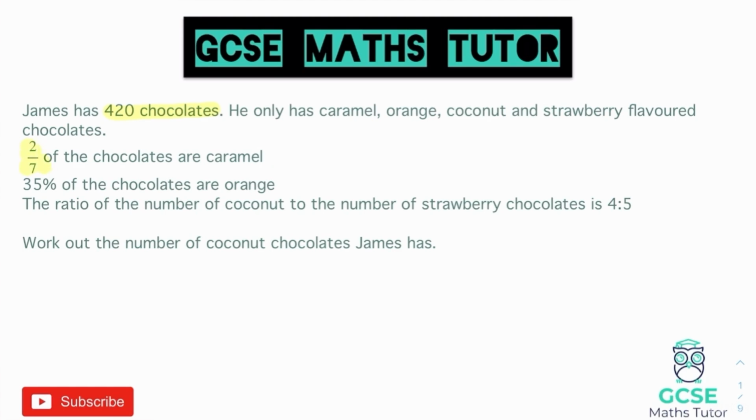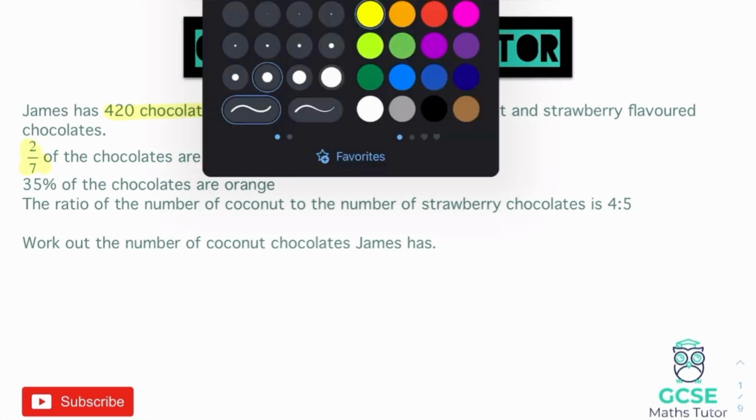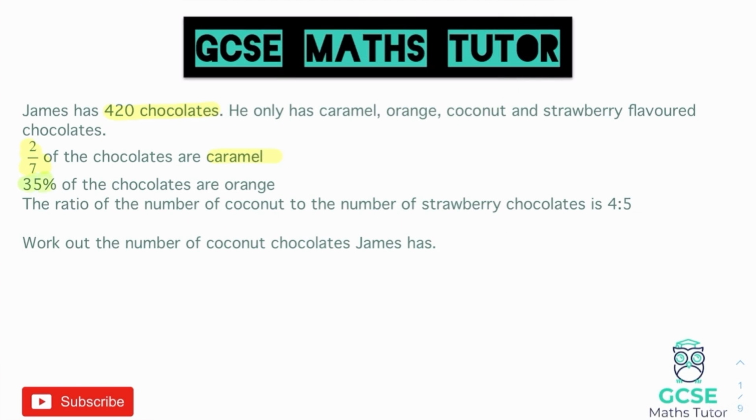We've got 2/7 that are caramel, and we've got the next bit of information there that tells us that 35% are orange, and then it goes on to tell us that coconut to strawberry is 4:5. So if we start with the first piece of information here, and that's that 2/7 are caramel. So to break this down, we'll start working out one of those pieces of information. To work out 2/7 of a number, obviously you need to know how to work out a fraction of an amount here. We're first going to work out 1/7.